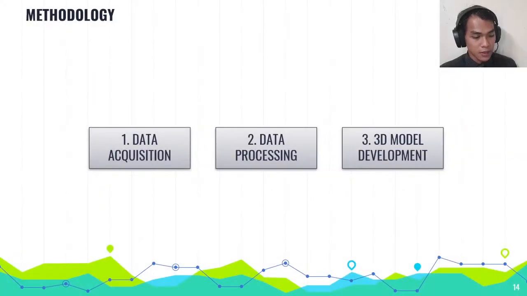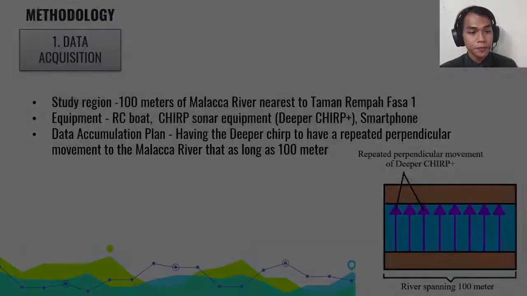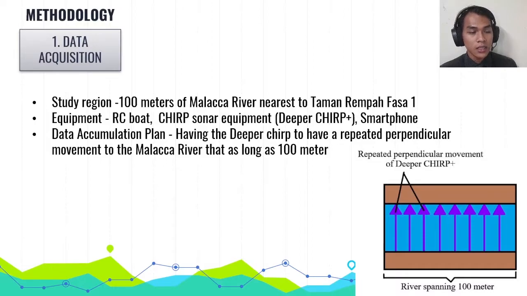Number 5 is methodology. There are 3 methodologies that I'm going to use. Number 1, data acquisition. Number 2, data processing, and number 3, 3D model development. So number 1, data acquisition. I'm going to collect the data for this project from a section of the Malacca River, 100 meters of it to be exact, nearest to Taman Rempah Fasa 1.